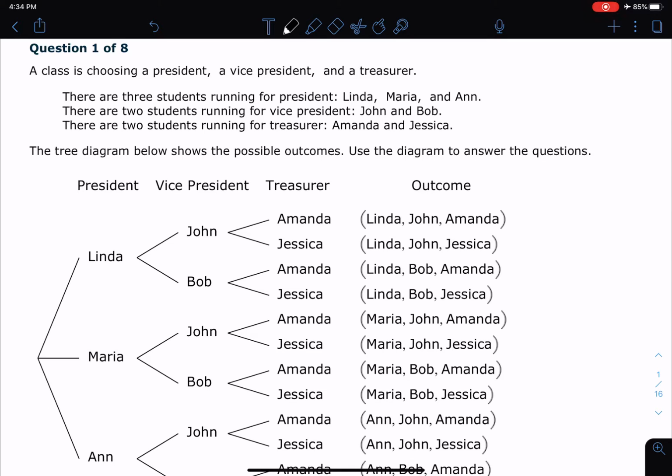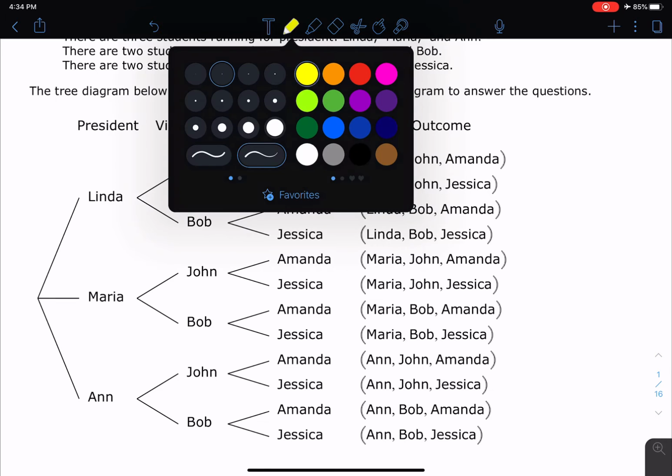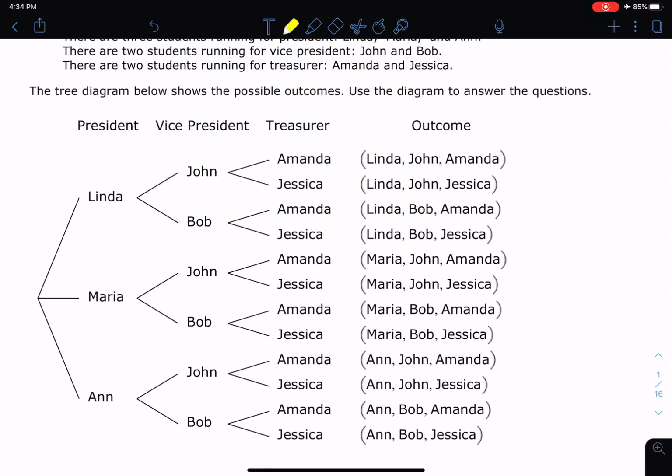Shows all the different ways that we can have a president, a vice president, or treasurer. And all you have to do is follow the branches of this tree to see that. Like if I want to see what happens, look at the possibility. What if we had Linda as a president, Bob as a vice president, and Amanda as a treasurer? Well, you can see the path of that, right? So I love tree diagrams.